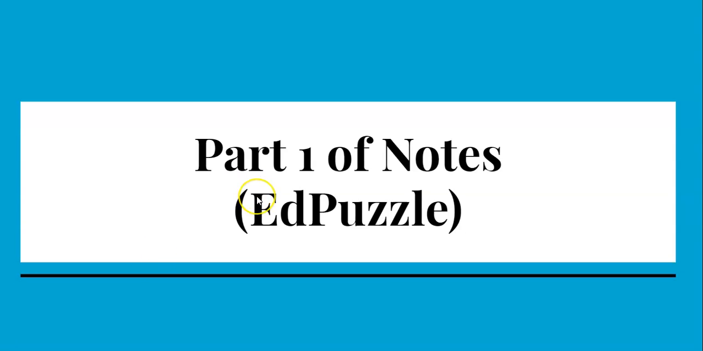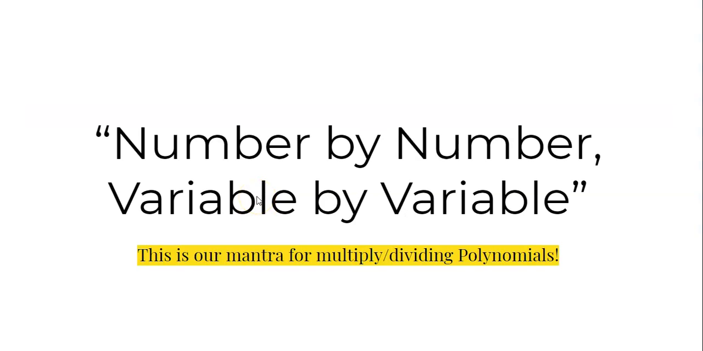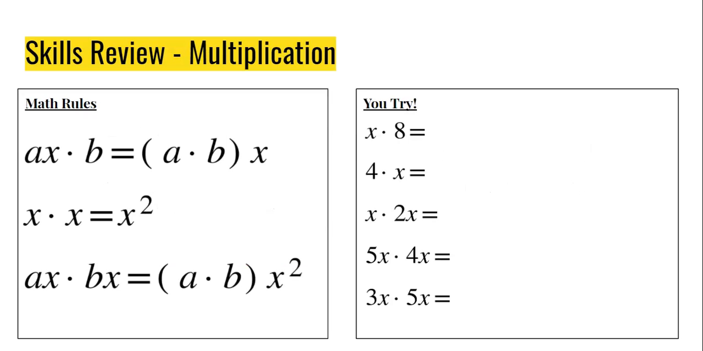part 2 video. So as a reminder, generally our mantra is number by number, variable by variable. So when we're multiplying variables and numbers, we're going to multiply our number by our number and our variable by our variable. And you'll see what I mean by this skills review. At this point, you should hopefully have had enough practice with these skills. If you're still struggling with these skills, it's going to be very, very important for today's lessons, as well as previous lessons. So if you're still struggling with this, make sure to sign up for tutoring.